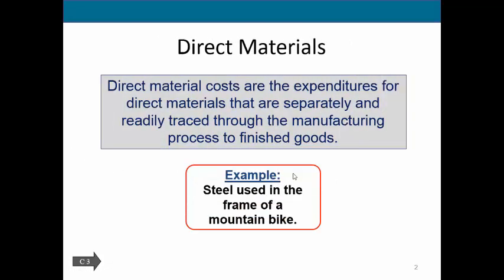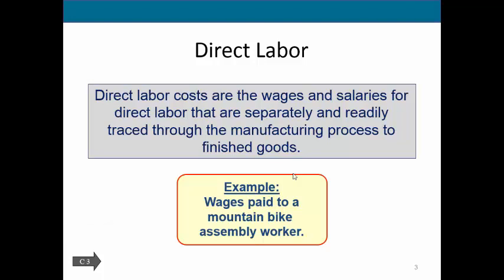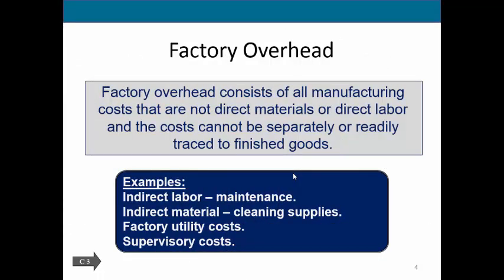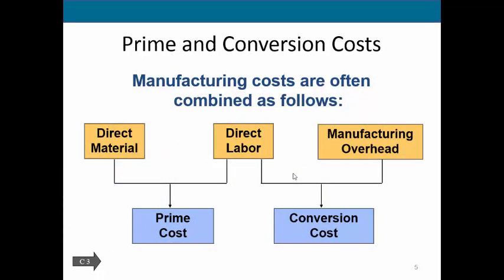We've already talked about the different definitions of direct material, direct labor, and factory overhead, so those are just a couple of reminders. Now we're going to give one more definition that relates to our product costs. You can see here direct material and direct labor. These are called our prime costs. Then we have the combination of our direct labor and our manufacturing overhead, and we call these conversion costs.